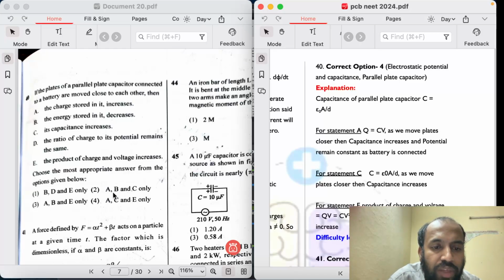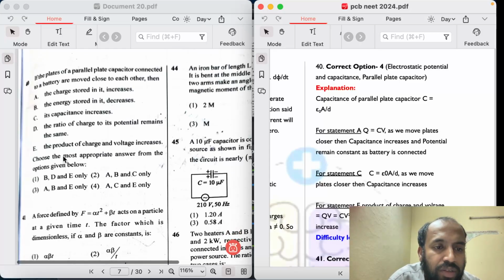Let's look into this. So here A and C is here. Here also A and C is here. But we know that B is not correct. So obviously the correct option should be 4. But anyway, let's look into the last option. The ratio of charge to its potential remains the same. Okay, now this is again something which might not be true, because the charge and the potential will differ.